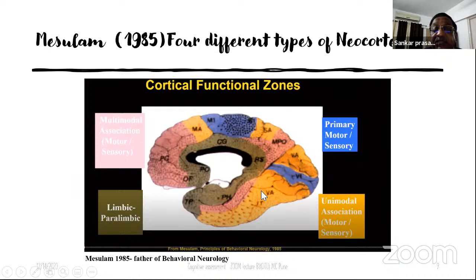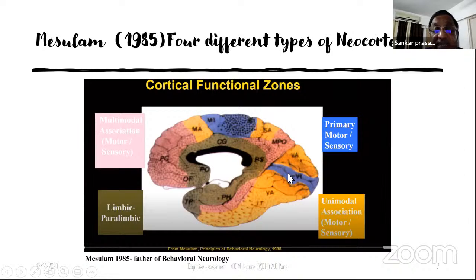Surrounding these areas, you see the yellow. These are called unimodal association areas of motor and sensory cortices. And you see the multimodal association cortices, anterior heteromodal association cortex and posterior heteromodal association cortex, depicted in a pinkish color. The limbic and paralimbic region is depicted here: the cingulate gyrus, the parahippocampal gyrus, and the orbitofrontal region. This is very, very important as far as emotions and other functions are concerned. We'll talk more about association areas. There is an important area here called the posterior heteromodal association area.